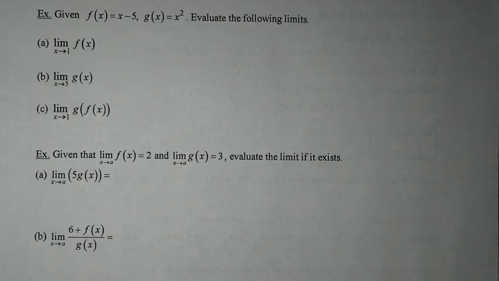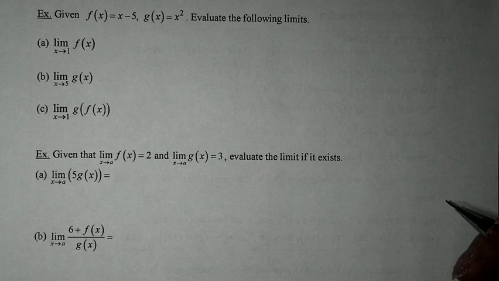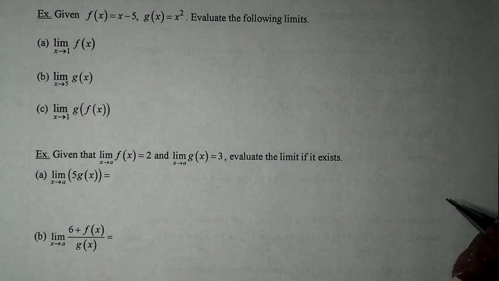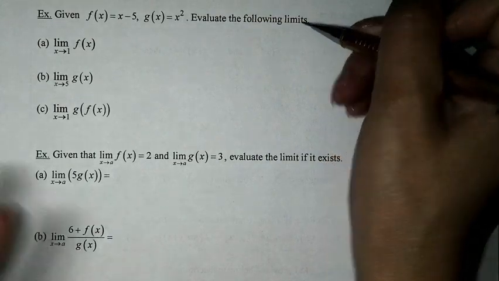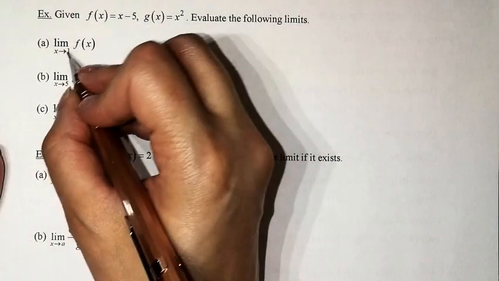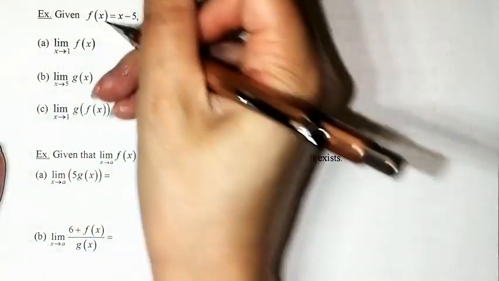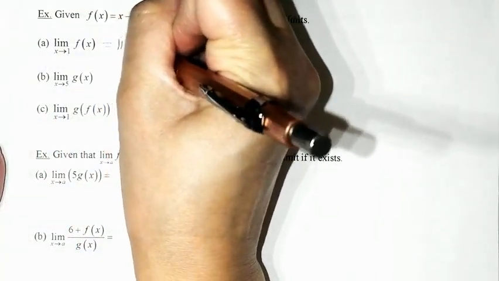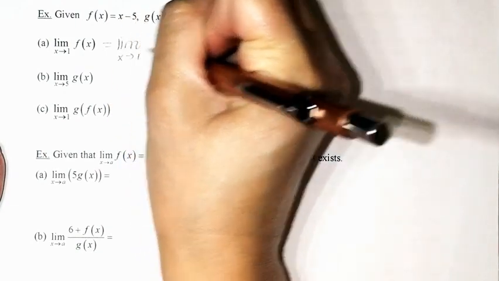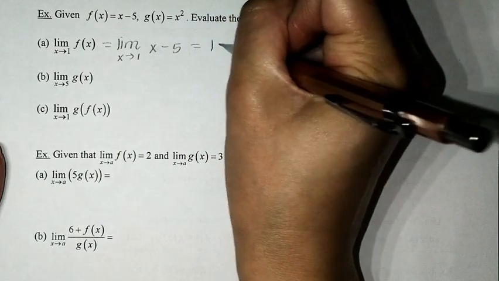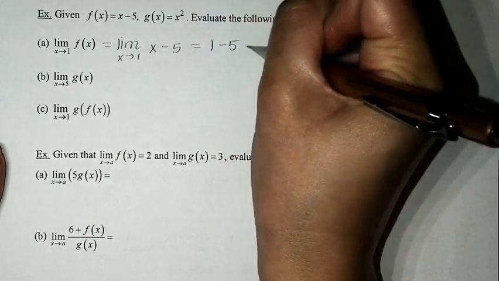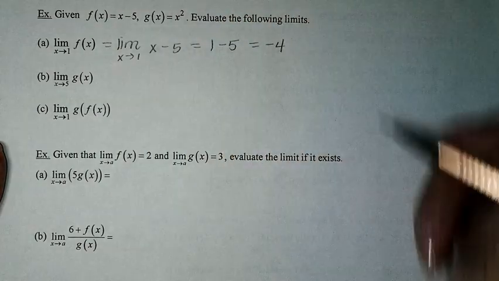Now for this problem, we have that f of x is equal to x minus 5 and g of x is equal to x squared. They ask you to evaluate the following limits. The first one is the limit when x approaches 1 of f of x. So what you're going to do is replace the f of x with the actual expression that they gave you, in this case x minus 5. So you have that this is going to be equal to 1 minus 5, so this is going to be equal to -4.